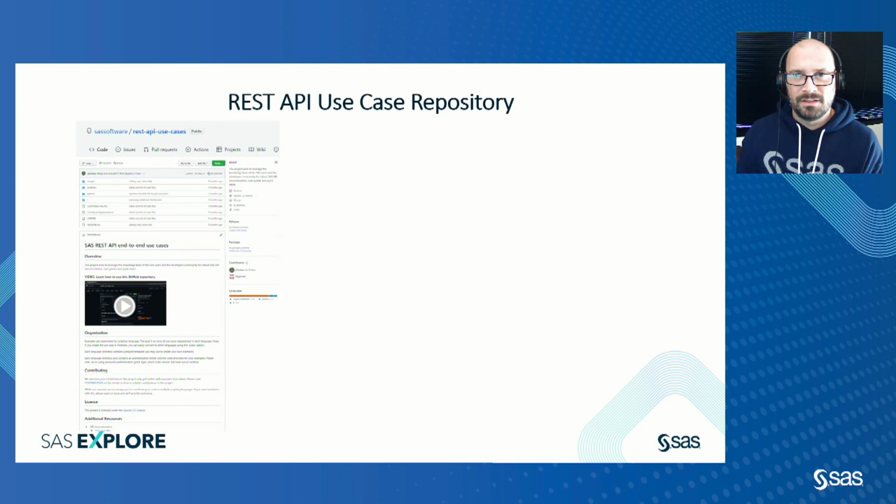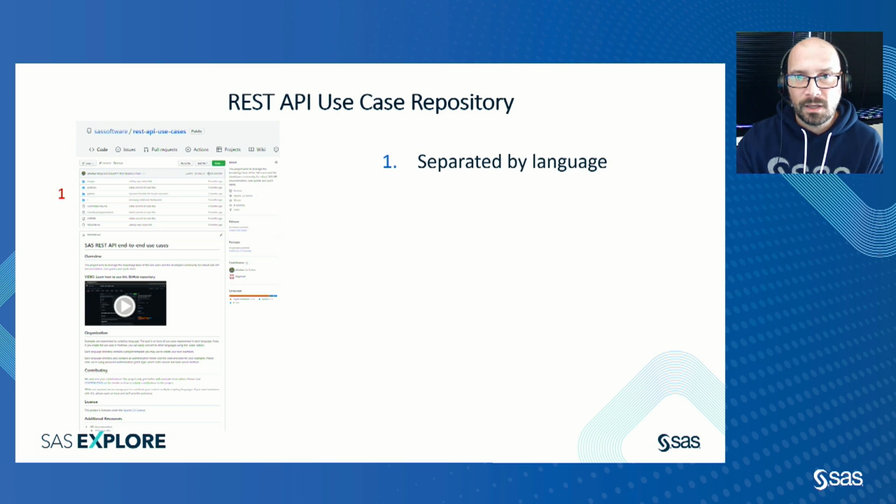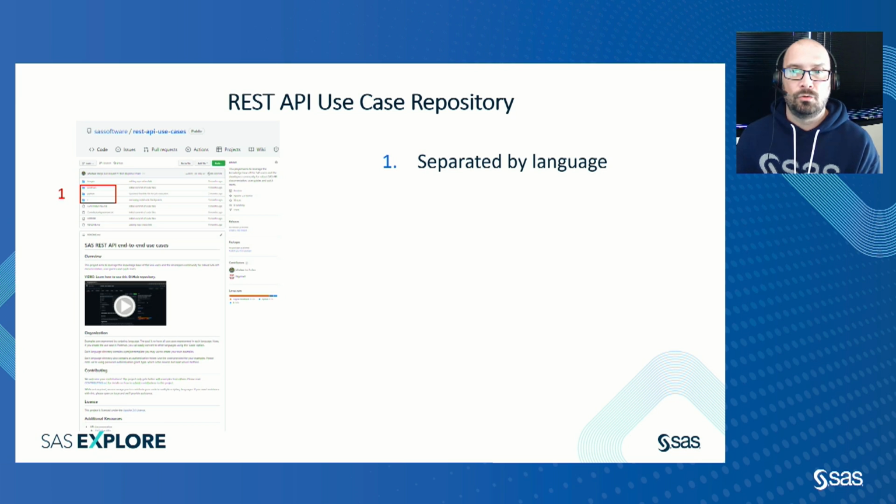Now, I know that this information on the left is kind of tiny. Don't worry about that. We're going to look at the repository. You can also look at the repository at your leisure. But some specific things here: we have separated the examples that we have by language. So each language gets its own directory. And here we have Postman, which is not really a language. That's more of a tool that you use to make API calls. But we have Postman collections under there. And then we have Python and we have R.